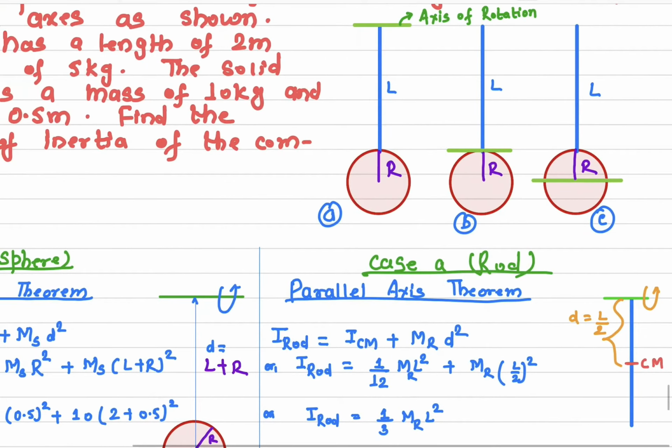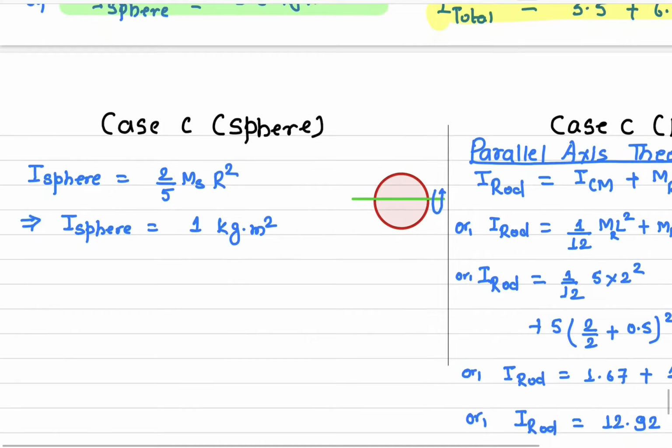Now we're going to calculate the moment of inertia passing through the center of mass of the sphere, or about this axis. Let's do it. That's the third case.